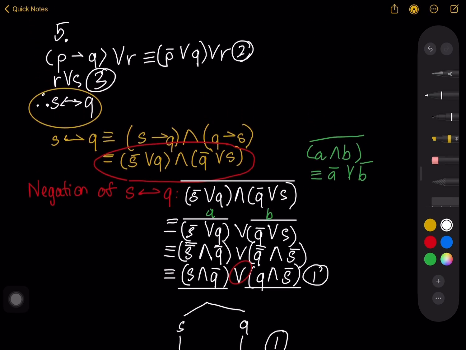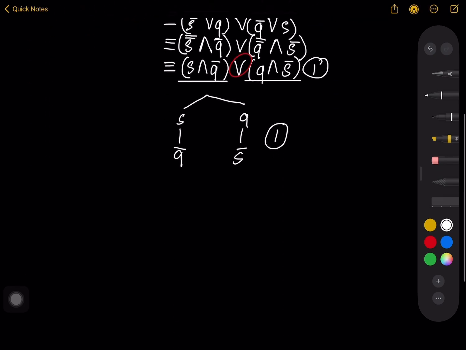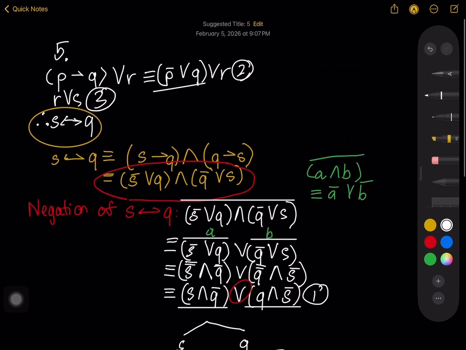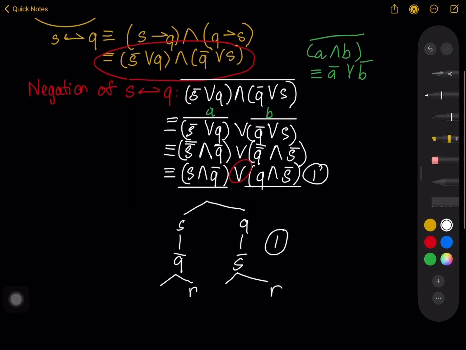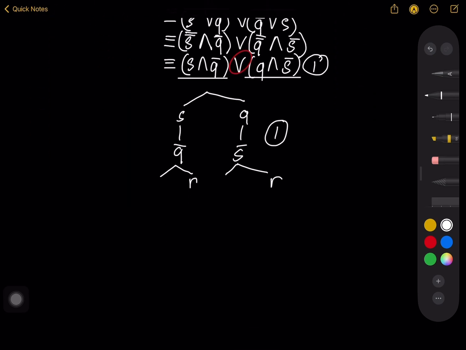Okay, our second one is not P or Q as a group, or R. So we're gonna split up these two like this. Okay, we know that this one is R, this one is R, but we have this one as a group, so we're gonna have two sub-branches like this. Not P or Q, not P or Q.